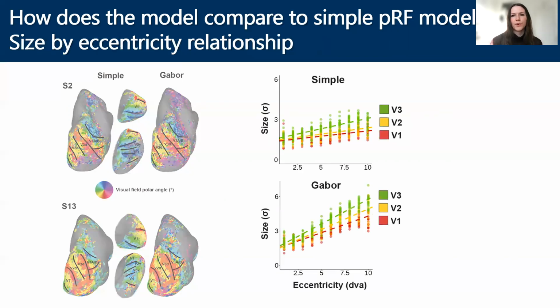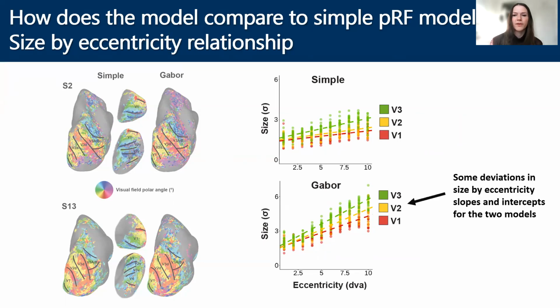Secondly, we wanted to know if we can recover the size by eccentricity relationship, in which the size of the pRF or receptive field increases with eccentricity. And once again, we obtain this measure relatively well. However, there are some deviations in the slopes and intercepts between the two models. And again, if you're interested, feel free to follow up on this in your own time.